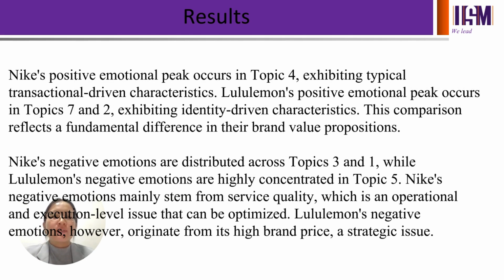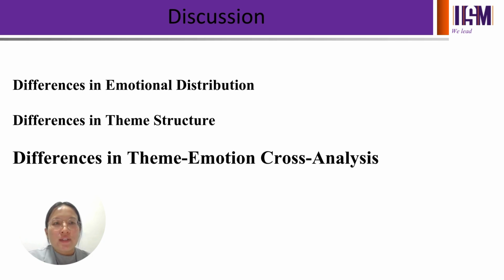By comprehending the topic emotional structure of Nike and Lululemon, we know Nike's positive emotion peak occurs in topic 4. Lululemon's positive emotional peak occurs in topics 7 and 2. Nike's negative emotions are distributed across topics 3 and 1, while Lululemon's negative emotions are highly concentrated in topic 5. Our research revealed a significant difference in customer sentiment towards Nike and Lululemon.